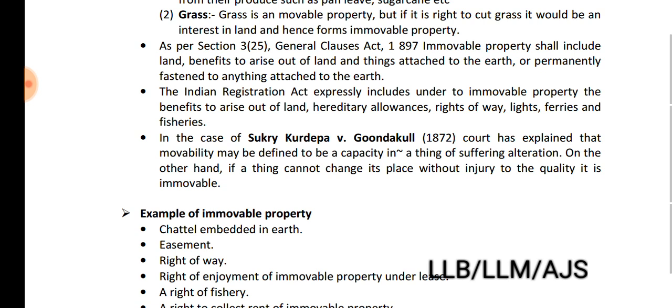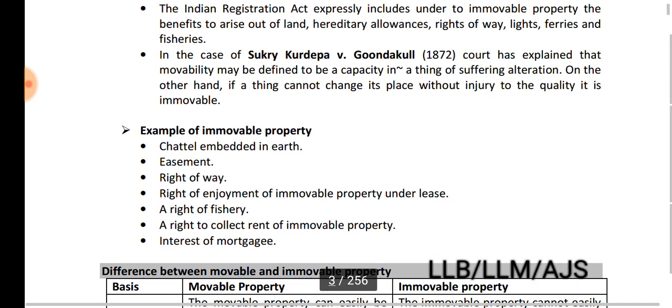Rights of way, lights, ferries and fisheries. These are immovable properties, so you need to know the right of way, light, ferries and fisheries. In the case of Surki Kurdipa versus Gundakul, the court has explained that movability may be defined to be a capability in a thing of suffering alterations. On the other hand, if a thing cannot change its place without injury to its quality, it is immovable, which means that what is permanent is immovable.